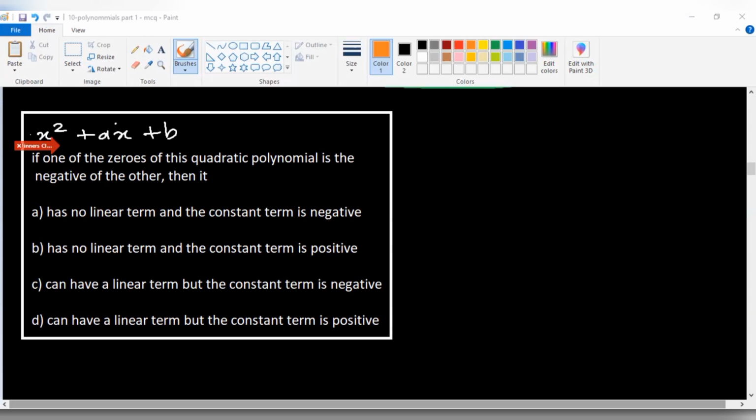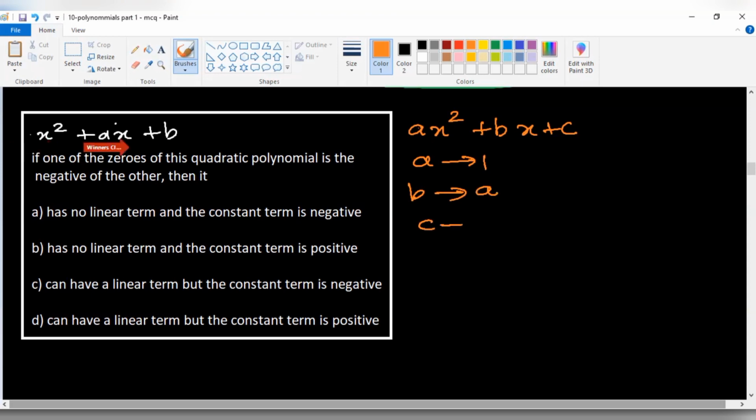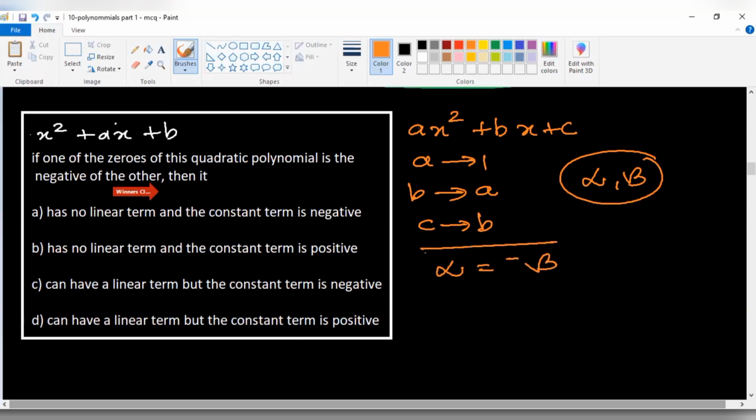Okay, so let us compare this with the standard quadratic equation. The standard form is ax square plus bx plus c. And here in place of a we have 1, in place of b we have a, and in place of c we have b. And one of the zeros is the negative of the other. So we know alpha, beta, conventionally they are the zeros, and one is the negative of the other means we can take alpha as negative beta. This is the given data.